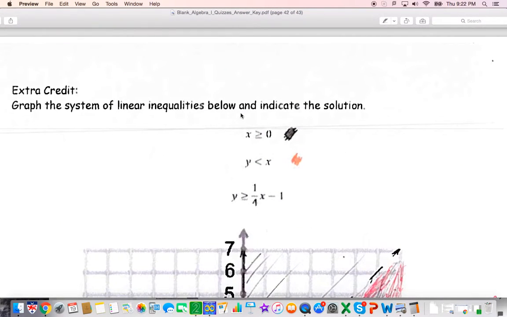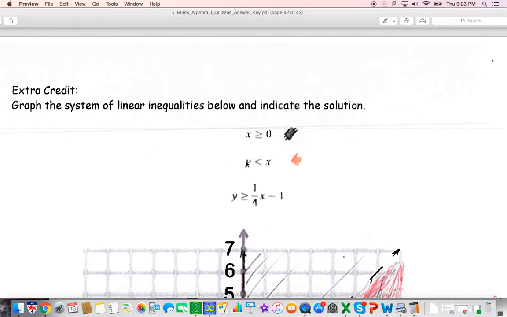Now just keep in mind that the solution of a system of linear inequalities is what gets shaded every single time. So what gets shaded here, what gets shaded here, and what gets shaded here. And it being a system of 3 inequalities made it super harder than it would be if it was 2.